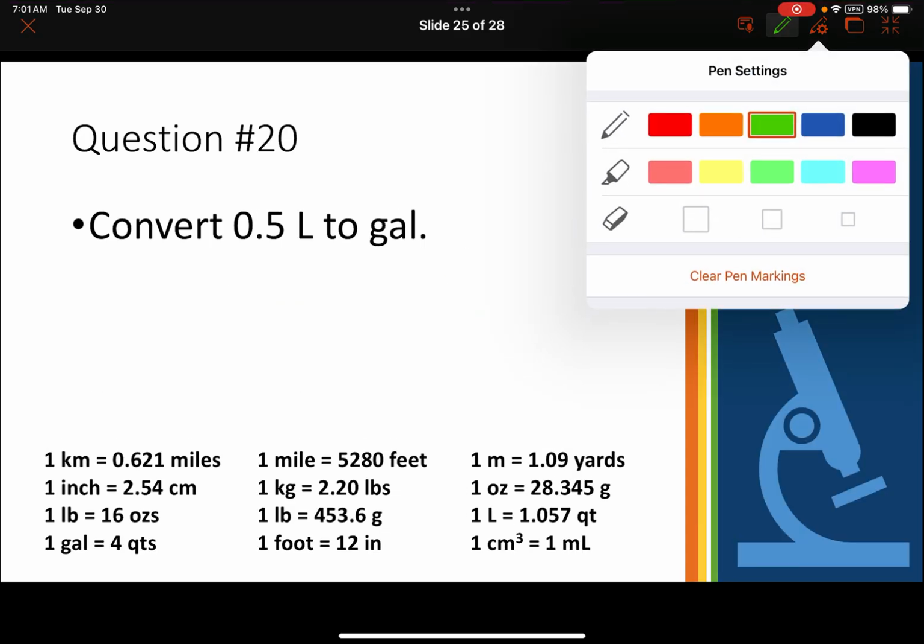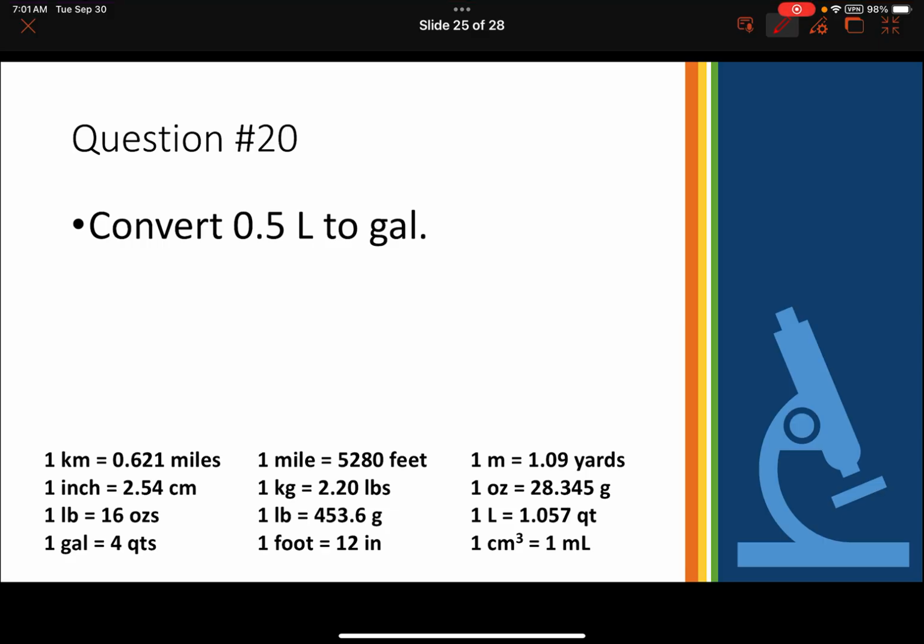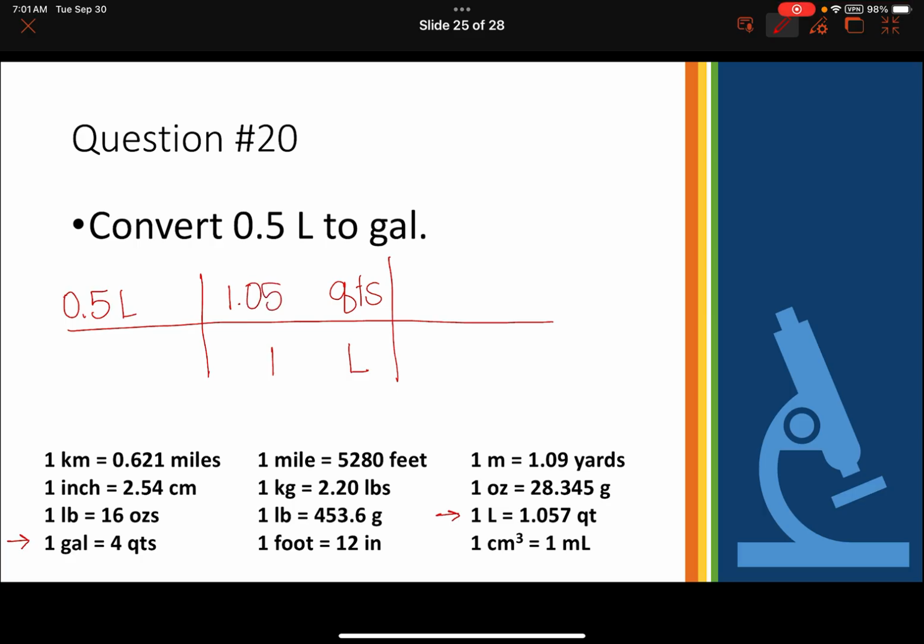The last one that we're going to do today is 0.5 liters to gallons. So again, I'm going to do my setup. I'm going to pull liters down to the bottom. So I'm going to use this conversion factor and this conversion factor. I'm going to go liters to quarts first. So I have 1 liter is 1.057 quarts. I'm going to pull quarts down to the bottom and put gallons on top. 4 quarts on the bottom, 1 gallon on top.